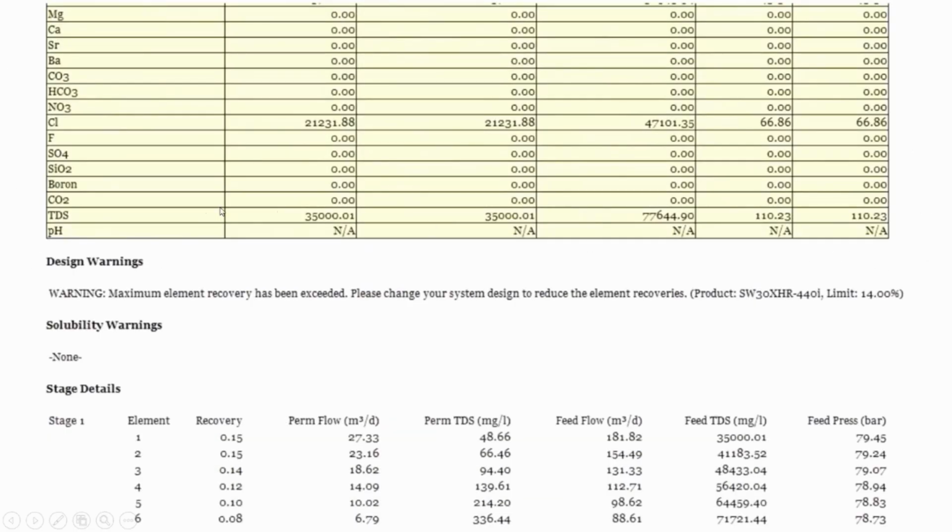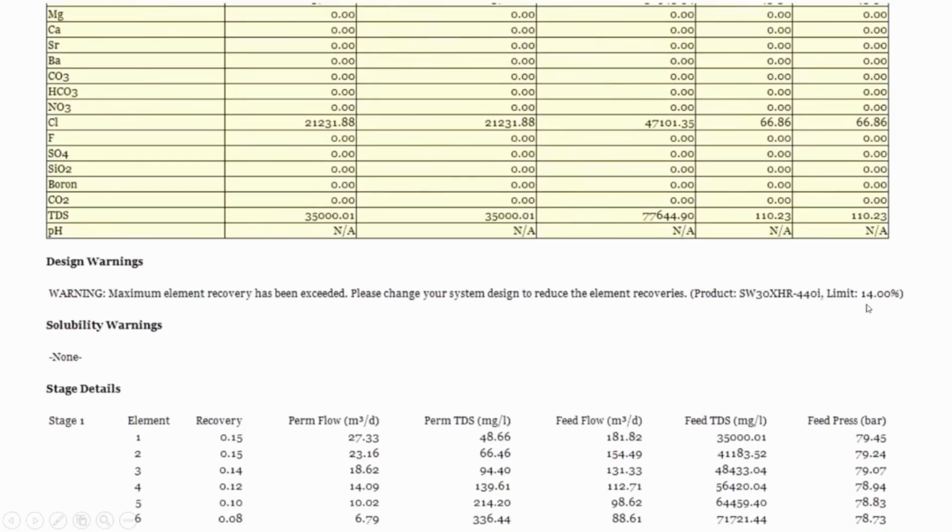Now, if you look at the design warning, we have an error. Maximum element recovery has been exceeded. Please change your system design to reduce the element recoveries. For this element, the limit recovery is 14%.